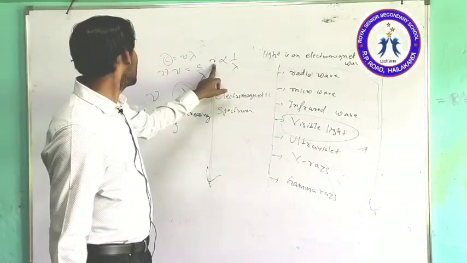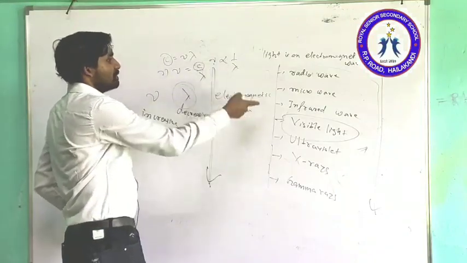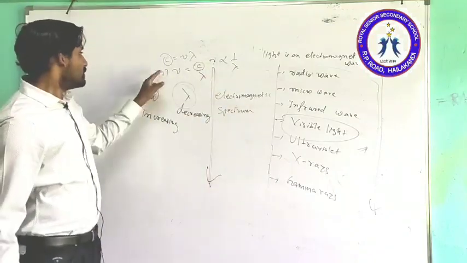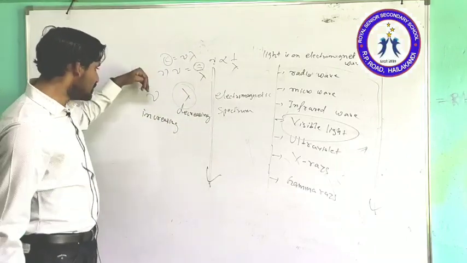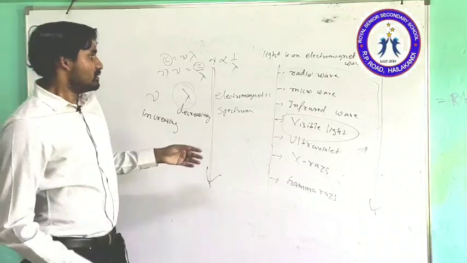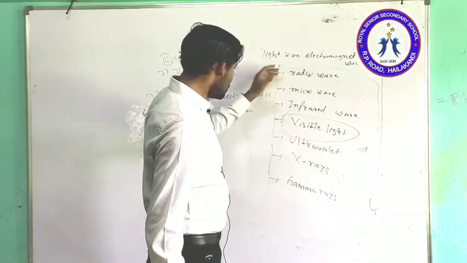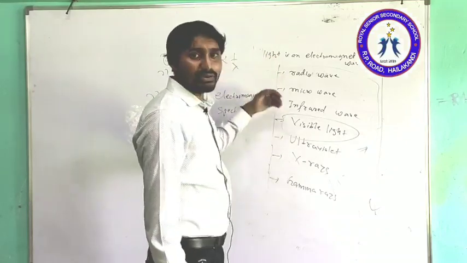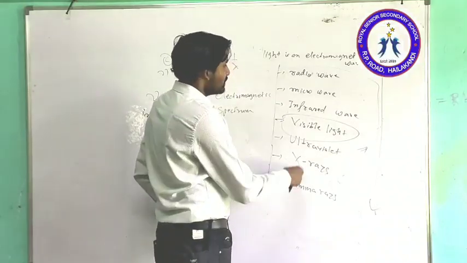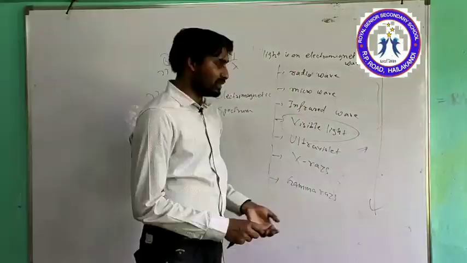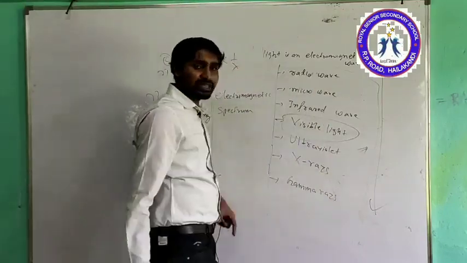Because c is constant here. So if lambda increases, then nu will decrease. That's why you can say that where lambda is decreasing, nu is actually increasing. So in terms of frequency, frequency is increasing if you go from top to bottom. Gamma rays have the maximum frequency, and radio waves have the minimum frequency.